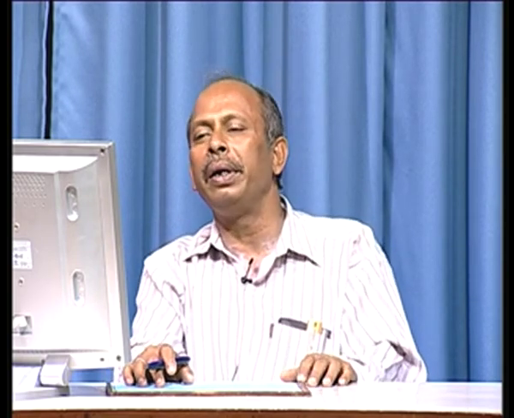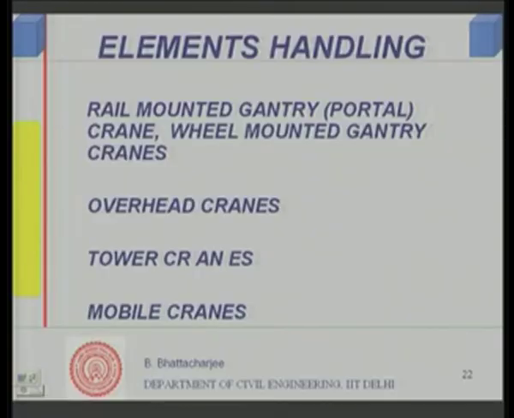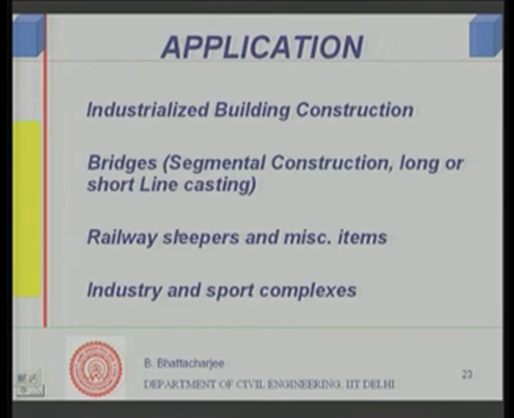The element handlings are generally done by mounted gantry, portal cranes, wheel mounted gantry cranes, overhead cranes, tower cranes, and mobile cranes, etc. Okay, those are the basic ideas. So, where can they be applied?